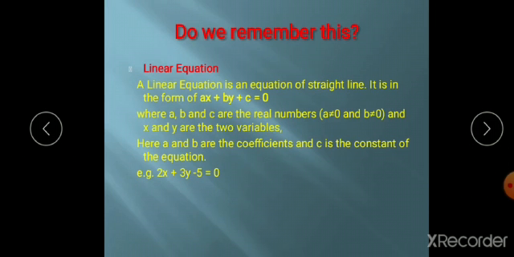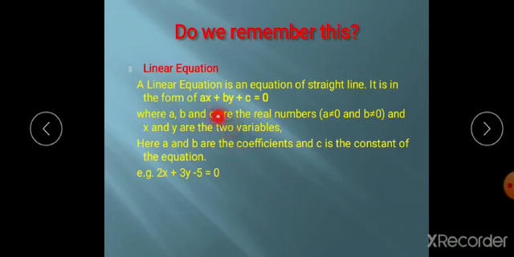Do we remember this? We know the meaning of a linear equation. A linear equation is the equation of a straight line. Its highest degree is 1. The standard form of a linear equation is ax plus by plus c equal to 0, where a, b, c are real numbers, which may be rational or whole numbers like 0, 1, 2, 3. But a and b should not be equal to 0. Only if a is not equal to 0 and b is not equal to 0 is it called a linear equation. If both become 0, then it is not a linear equation.